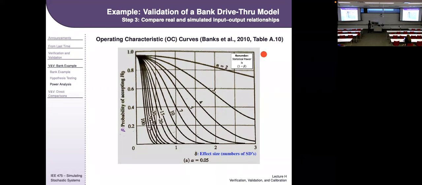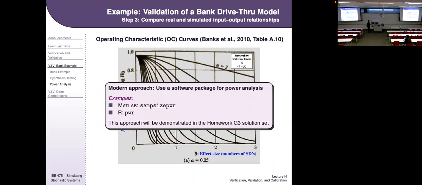So you're going to do that manually in your homework for the 2 sample case, which I'll revisit, which I've actually got an example of online. In moving forward in your career, you just let a computer do it for you. So in MATLAB, there's a command called sampsizepwr, and in R it's called power, and it'll do all these calculations for you.